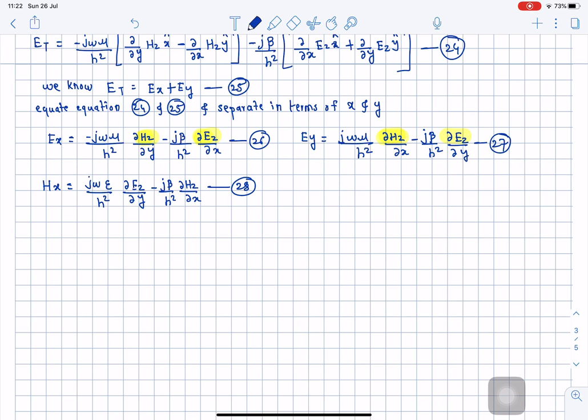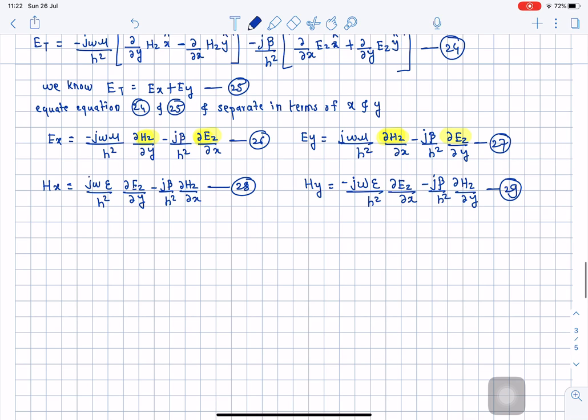Similarly, the magnetic field component along the y direction is given as H of y. How is it written? Minus j omega, you replace mu with epsilon. The rest of the thing is the same. Replace Hz with Ez, derivative of x, minus j beta by h square, same. You replace Ez with Hz, delta Hz by delta y. Equation number 29. So what do we observe from equations 26, 27, 28 and 29?